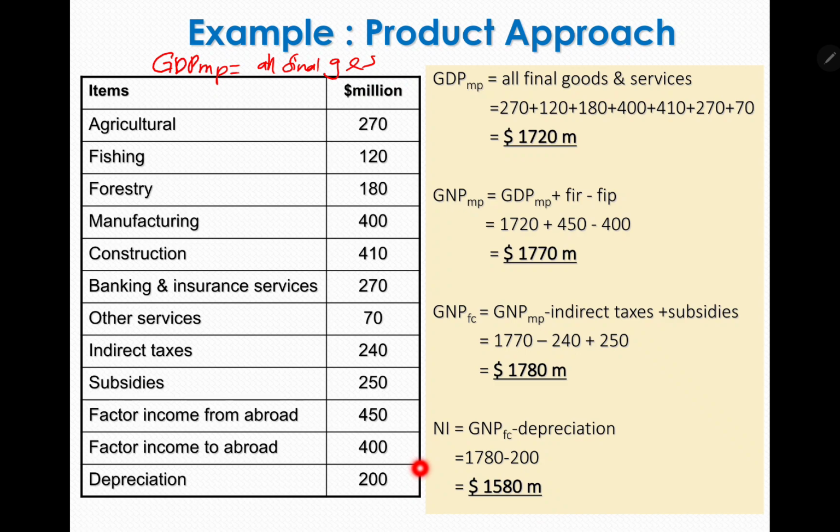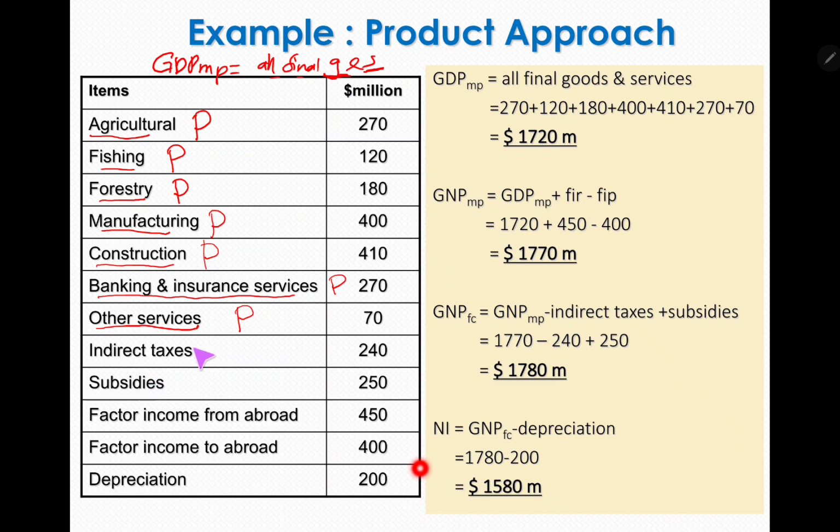So we start with the first item, agriculture, this is product, fishing, this is product, forestry, this is product, manufacturing, this is product, construction, this is also product, banking and insurance services, this is product. Remember, all final goods and services. Other services, this is product.